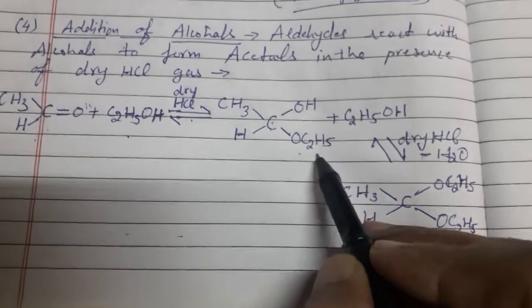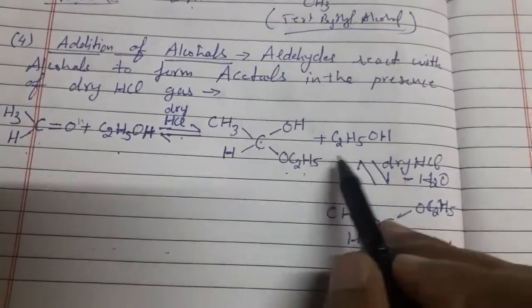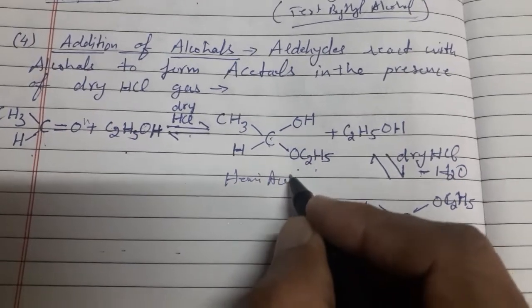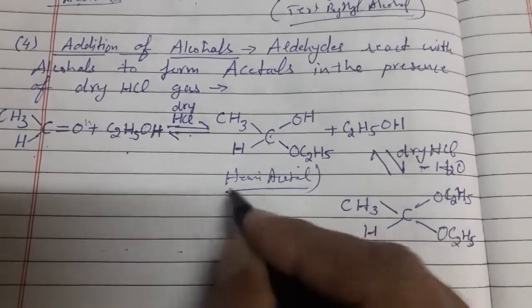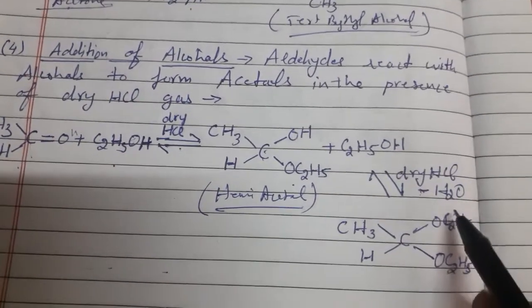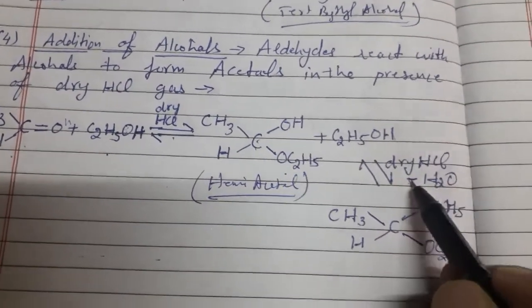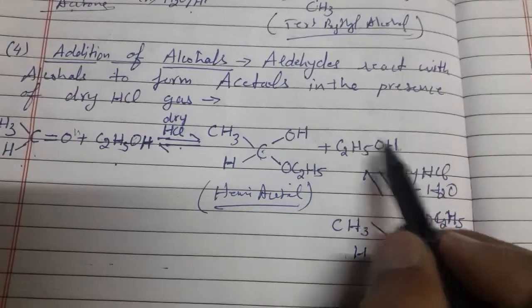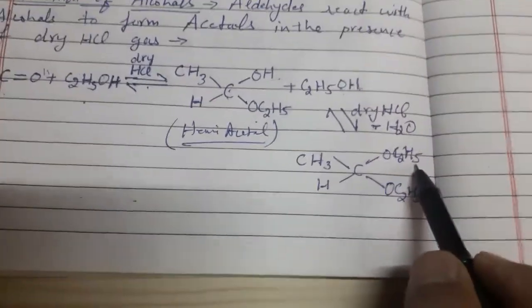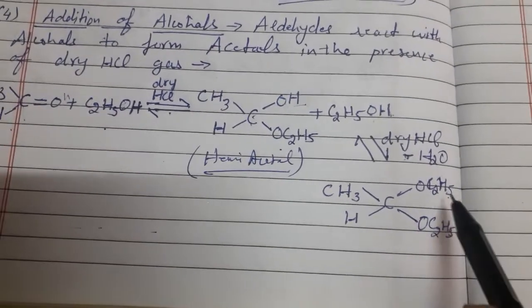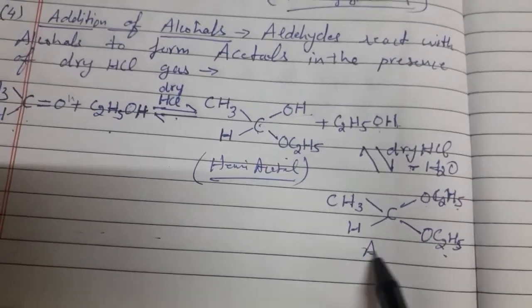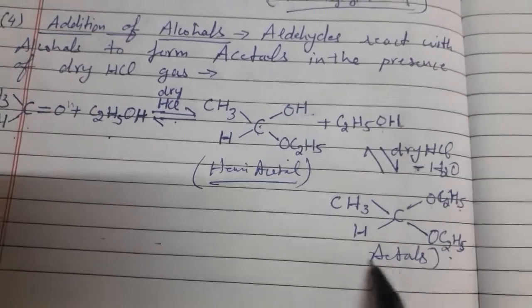Here OH is formed, and here C2H5OH. This kind of product formed is called a hemiacetal. Hemi means half acetal. When one more molecule of ethanol then reacts with this hemiacetal, OH goes from here and H from here, and OC2H5 again gets attached to this side also. So a dialkoxy type of product is formed. This type of product is called an acetal.